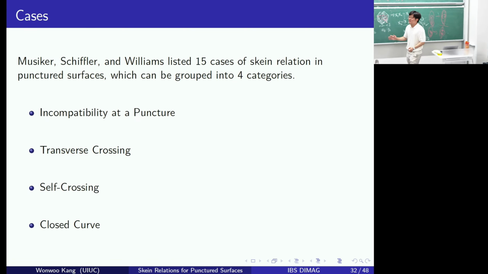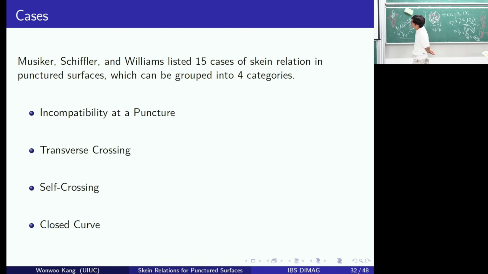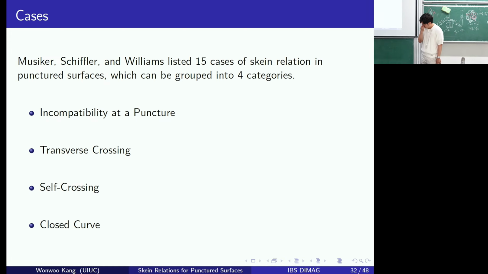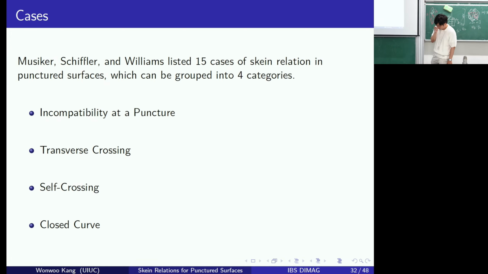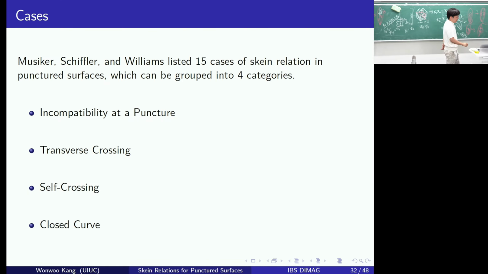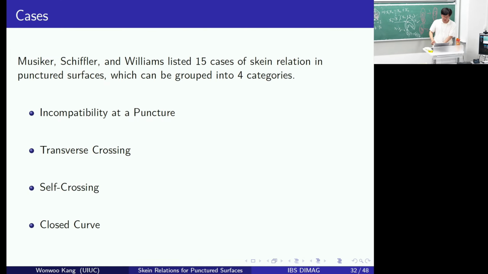The cases were written in the Musiker, Schiffler, Williams paper, and they were described in 15 cases. However, we came to know that they can be regrouped into 4 categories. So 1 is incompatibility at the puncture, 2 is a transverse crossing, 3 is self-crossing, and 4 is closed curve. So I'll explain each of them and what they really are.